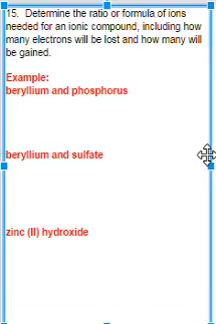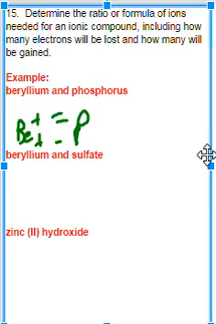For beryllium and phosphorus, the first thing you have to do is find beryllium and phosphorus on the periodic table. When I find beryllium, I see it's in family 2, so I know beryllium's going to lose 2 electrons to get stable. Phosphorus is over in family 15, so it needs to gain 3 to get stable.